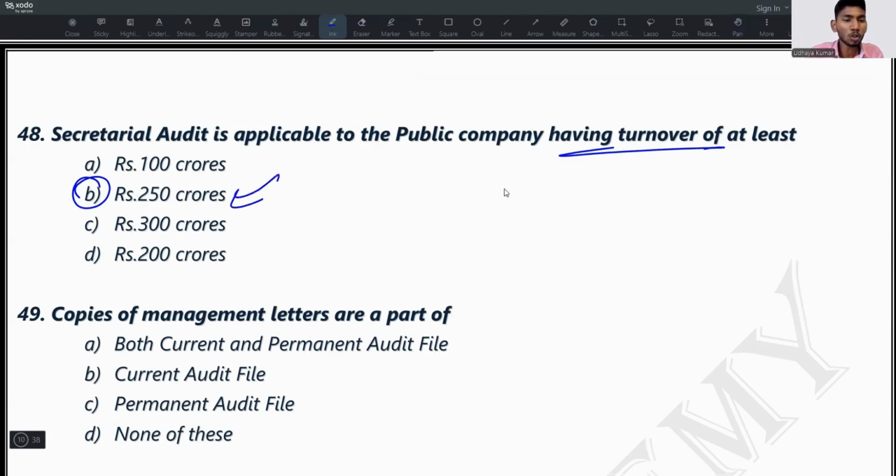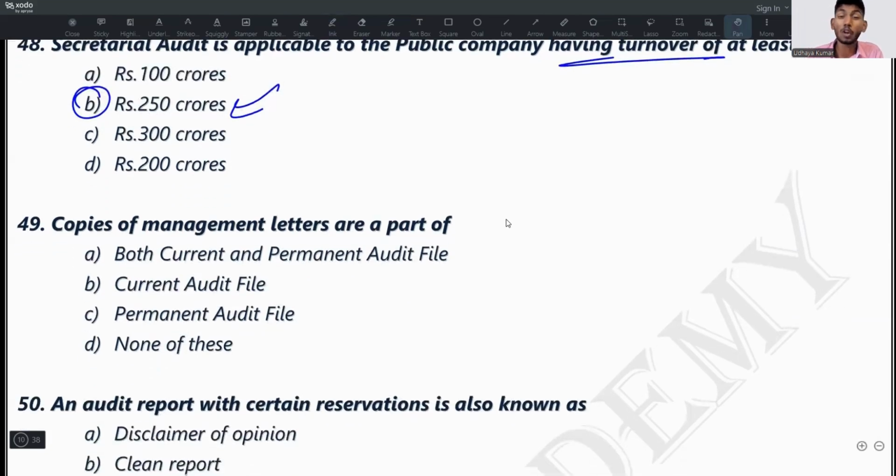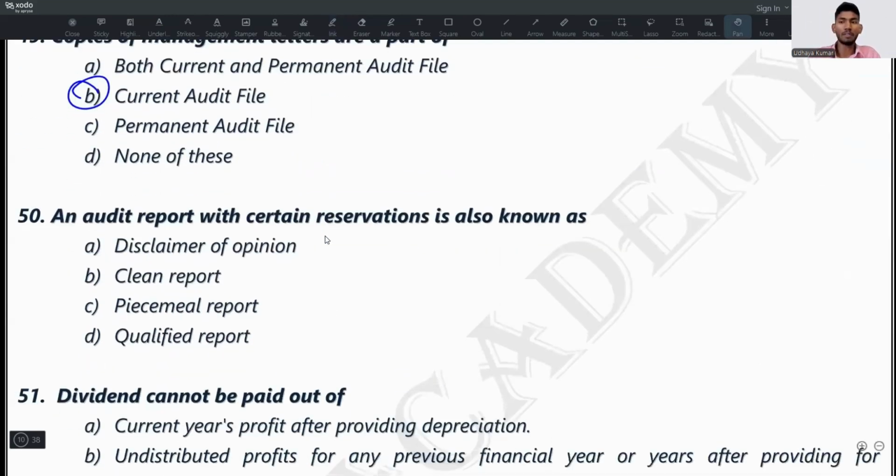Moving to the next question, question number 49: copies of management letters are a part of what? Just now we have discussed. So far we have been discussing the same question again and again. It is the current audit file. Then moving to the next question. Successfully we have reached the 50th question. We still have 150 questions left. If you just revise all these questions, you will be easily able to score marks in your exams. So please keep watching the sessions.